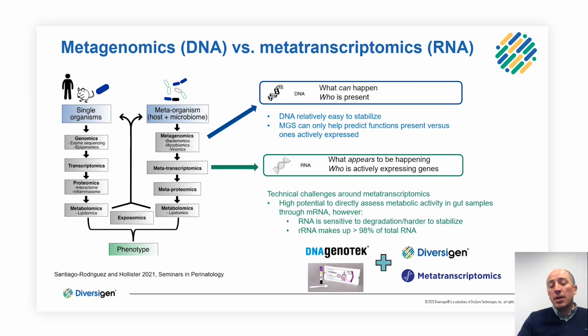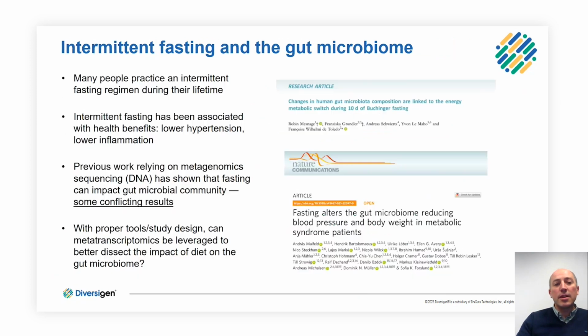And I think that's where the partnership between DNA Genotek and Diversigen is interesting, because it brings technology and expertise. DNA Genotek has a lot of expertise on sample collection and DNA/RNA stabilization. This is a picture of our newly released OMNIgene GUT DNA/RNA, while Diversigen recently launched a metatranscriptomic pipeline. Combined together, those are the right tools to maybe take a second look at metatranscriptomics and potentially all the data that lies in those data sets.